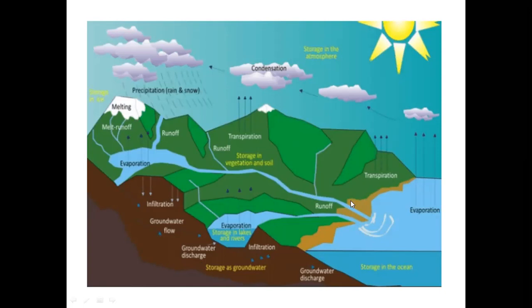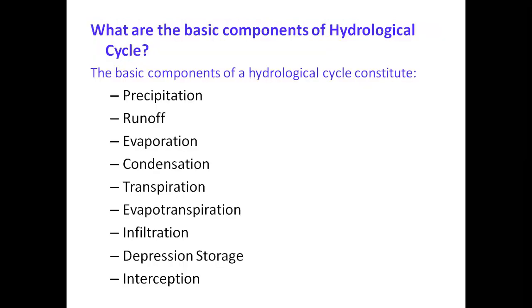Now, what are the basic components of the hydrological cycle? The basic components of the hydrological cycle constitute, as I wrote here: the first one is precipitation, runoff, evaporation, condensation, transpiration, evapotranspiration, infiltration, depression storage, and interception. These are all the processes involved in the hydrological cycle. Here we can clearly discuss step by step.